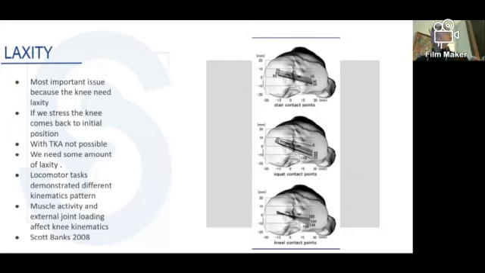With the knee arthroplasty, it is not possible because you have two congruent surfaces in metal and plastic, and there is no more laxity. You lose laxity with total knee arthroplasty. But we need some amount of laxity when you have a total knee arthroplasty to make the walking gait very fluent. Then the locomotor task demonstrated different kinematic patterns, and the muscle activity and external joint loading affect the knee kinematics. That's why when you see the gait on the right side, you see that the axis on the medial tibial plateau doesn't move a lot.